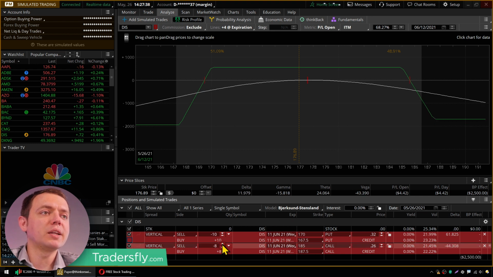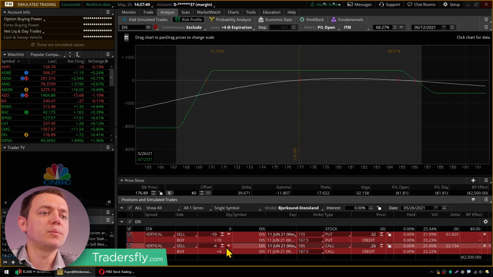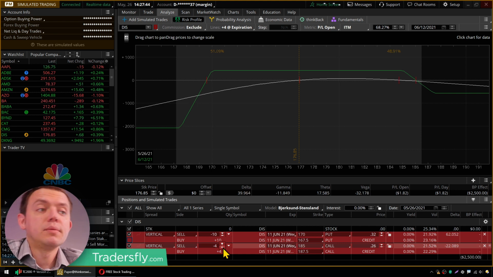And could you make it a little bullish or bearish? Sure, I could make it a little more bullish, with fewer contracts on one side than the other. And this is how you manage a position. More contracts here, fewer contracts there, a little more, a little less. How fast do you want it to go up or down? That's what position management is all about.